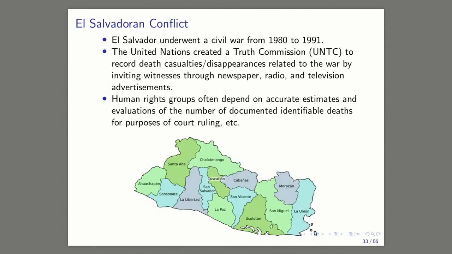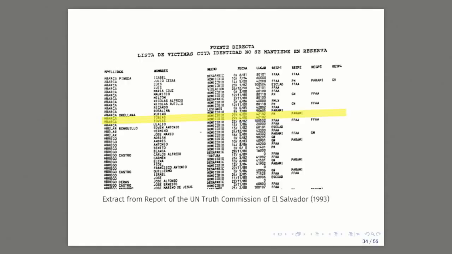For this, I'm looking at an application to El Salvador. They had a civil war from 1980 to 1991. What the United Nations did is they created a truth commission called the UNTC to record the death casualties and disappearances after the conflict, about 10 years after the conflict. They made calls out by newspaper, radio, and television, and asked witnesses to come in and record them. So they were recorded like this, and again, they were reported 10 years after.